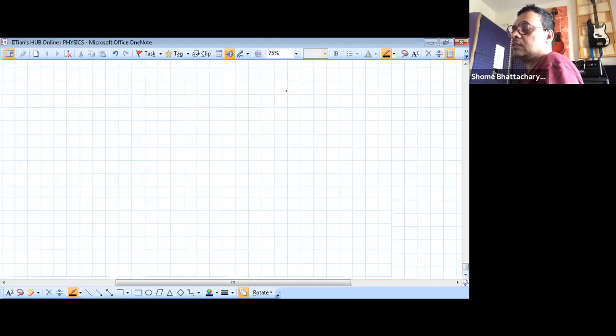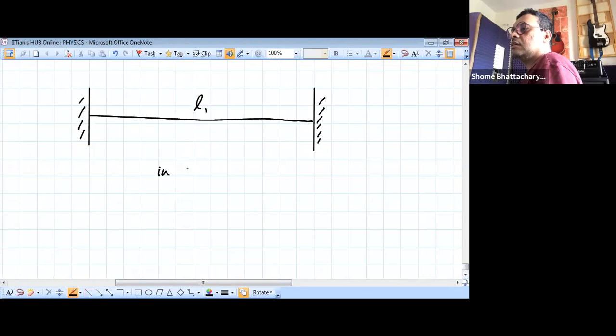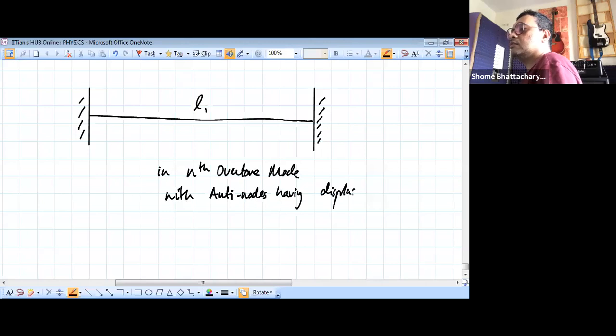Now, the other thing you can be asked in such a situation is to calculate the amount of mechanical energy of a string when it is in a standing wave situation. The total mechanical energy you can be asked to calculate. If a string of length L is in nth overtone mode with the antinodes having a displacement amplitude of E naught, then we have to find the energy, the mechanical energy of oscillation.